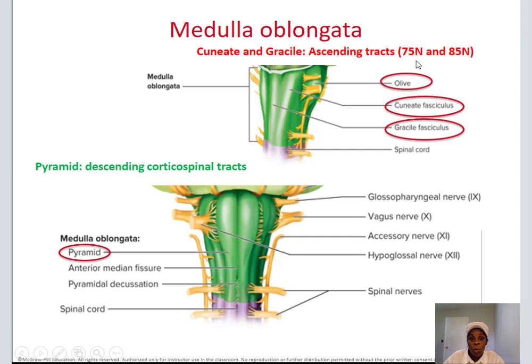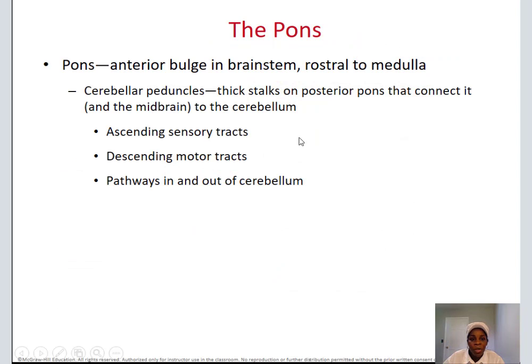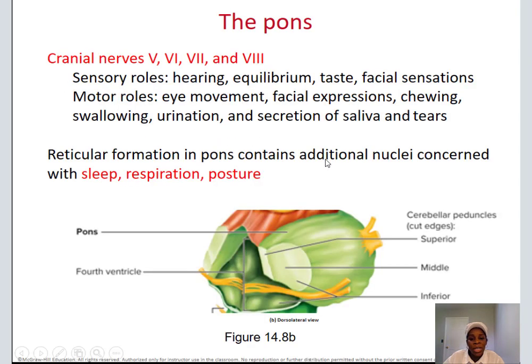When we talk about the spinal cord, we say 75 north, 85 north. The road, the track that takes information from your body to your brain, will go through the medulla. So it kind of makes sense, of course, because it's between the two. What about the pons? The word pons means a bridge. The pons has ascending sensory tracts and descending motor tracts as well. Of course, like I said, they connect the two, so it makes sense.